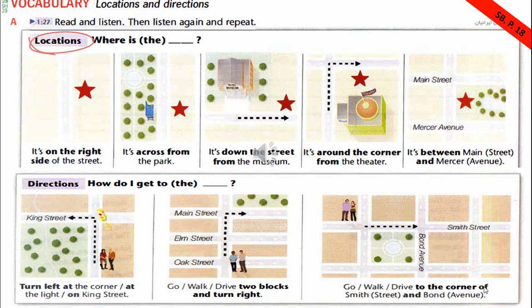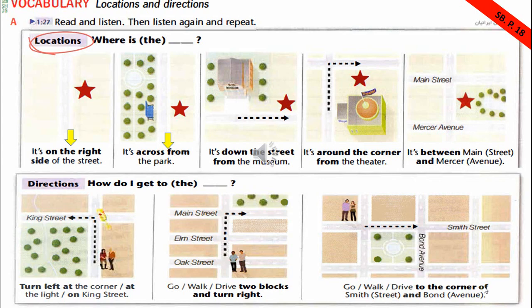Look at the second picture. Where is the star? Oh, it's across from the park. Across. Park. Across from the park.